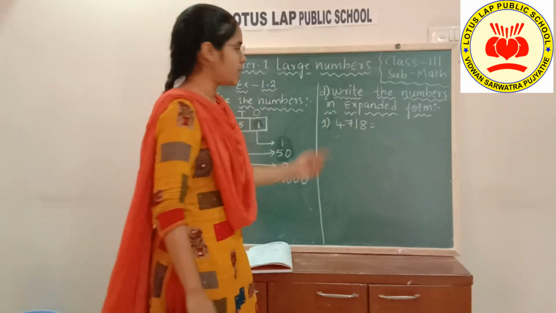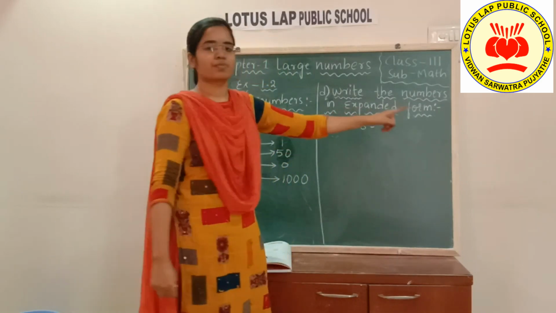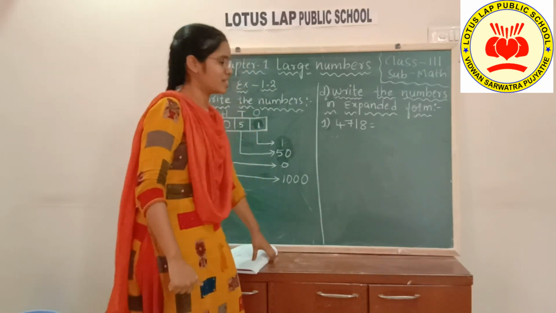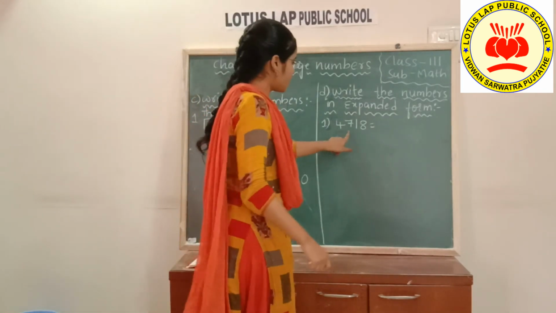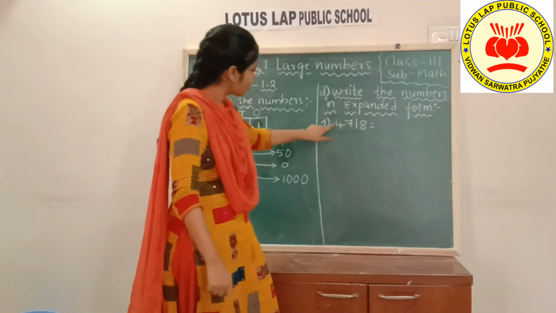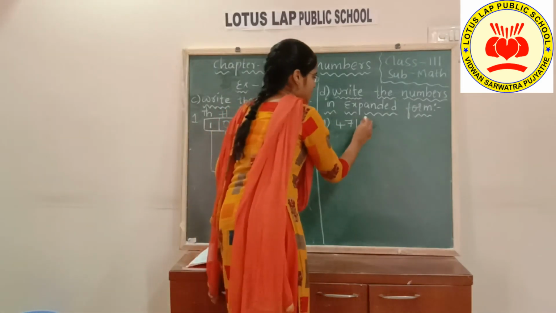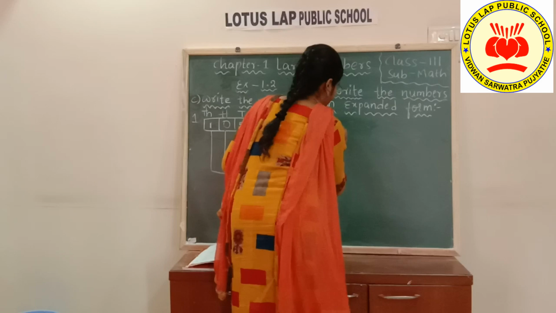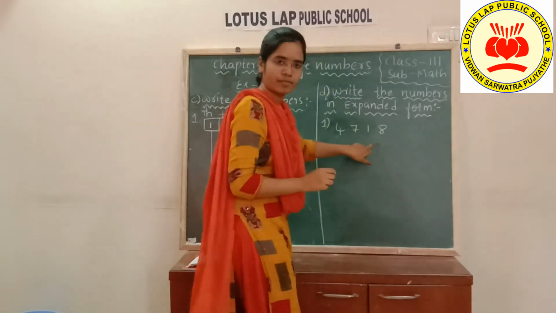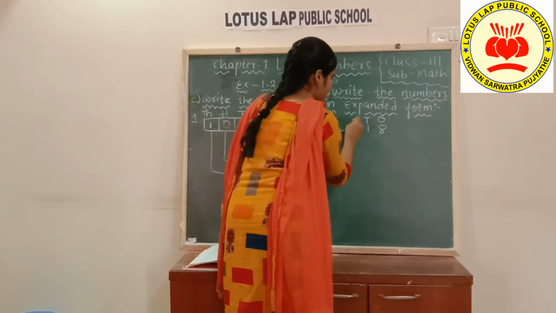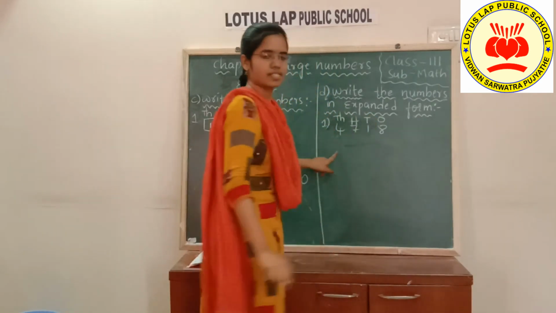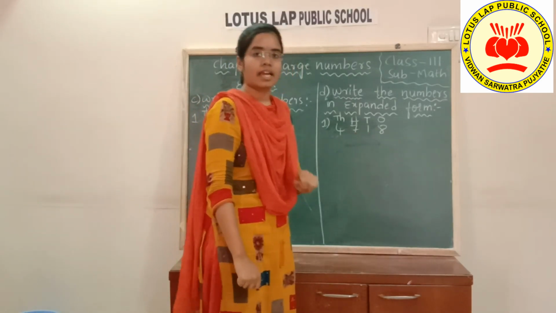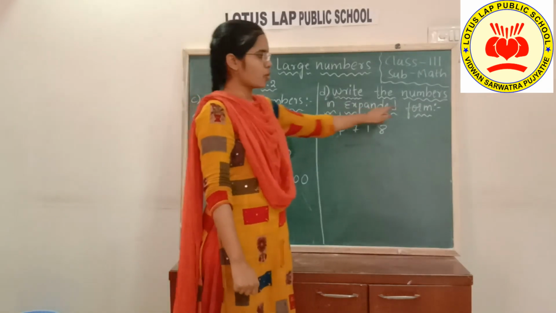Now we shall move into the next bit. Our next bit is write the numbers in expanded form. So expanded form, yes, we have discussed already. So expanded form of which number? This number. What is the number? 4718. Yes, we should write the places here. Okay? 4, 7, 1, 8. We shall arrange the places. Ones place, tens place, hundreds place and thousands place. Okay? 4718. So for this number we are going to write the expanded form.